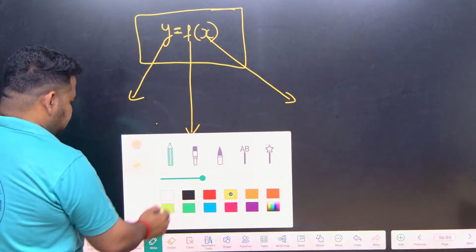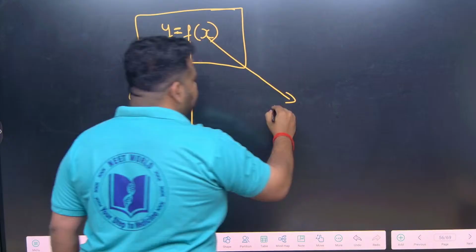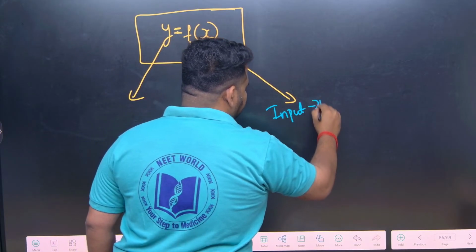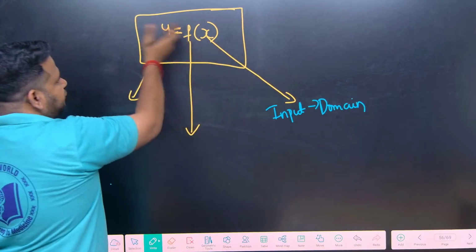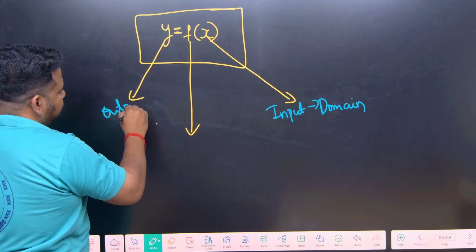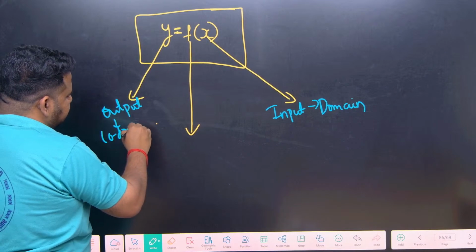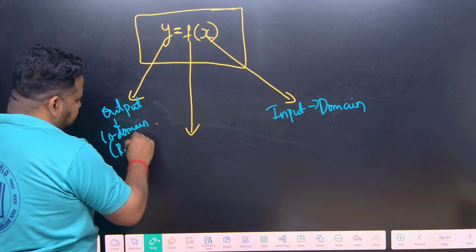In y equal to f of x, this x is called the input, and this input is nothing but the domain. This y is the outcome, the output, and the output belongs to the codomain. Among those, the ones that are connected we call the range.